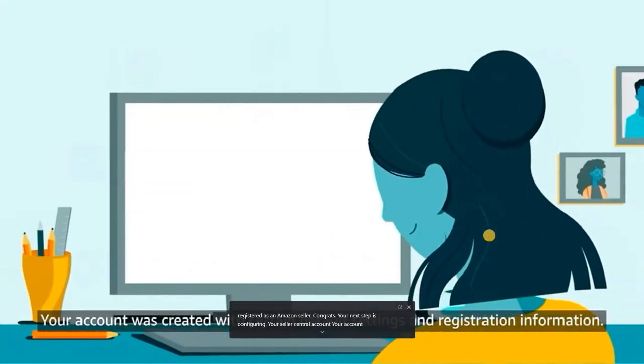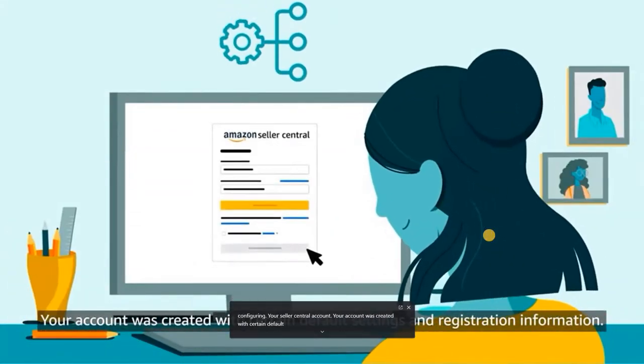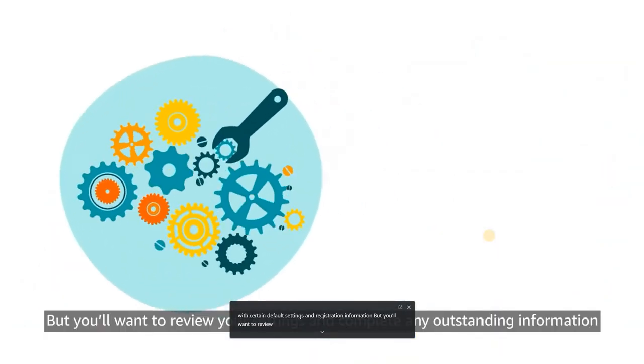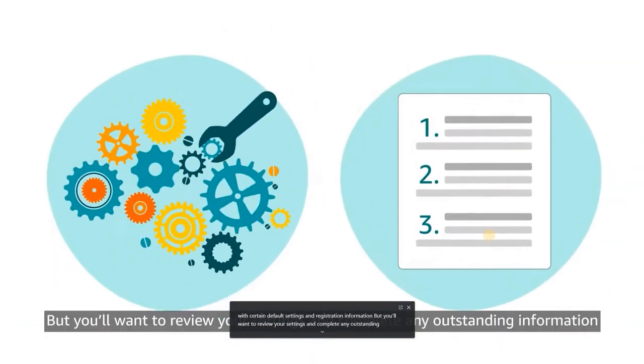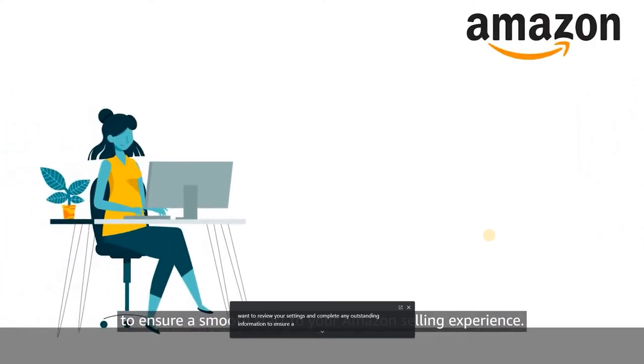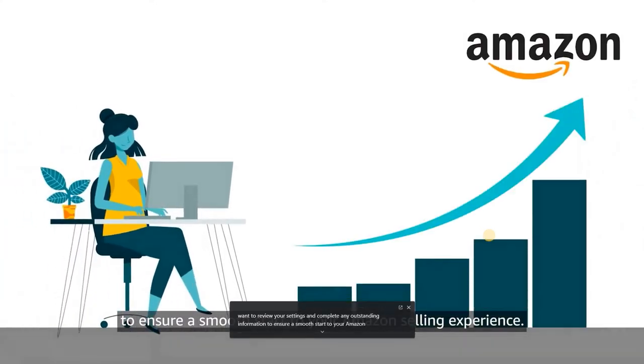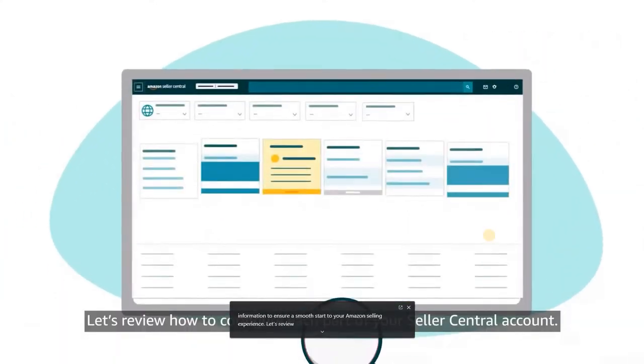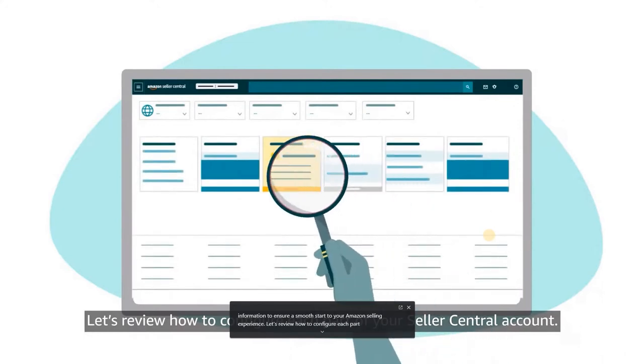Your account was created with certain default settings and registration information, but you'll want to review your settings and complete any outstanding information to ensure a smooth start to your Amazon selling experience. Let's review how to configure each part of your Seller Central account.